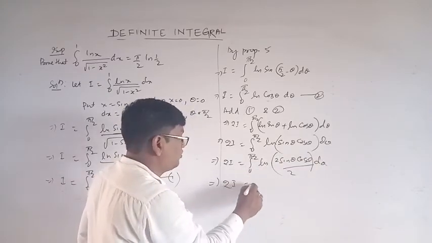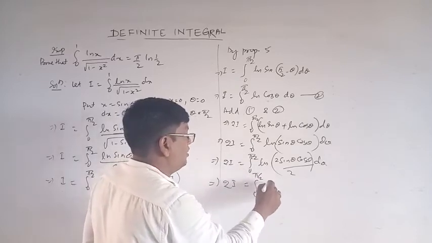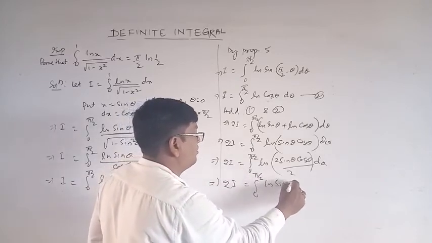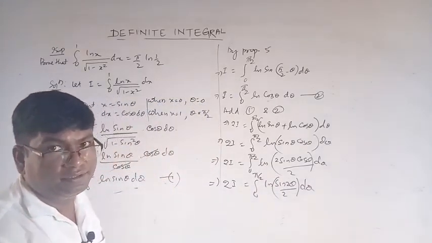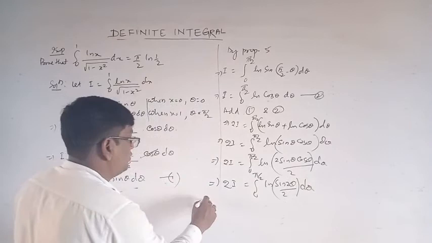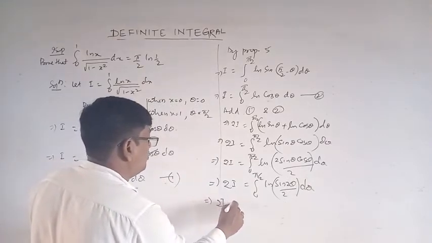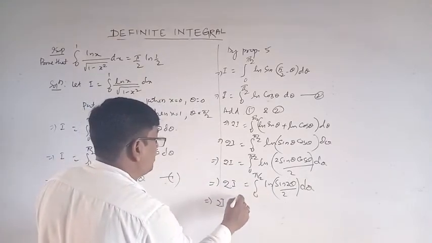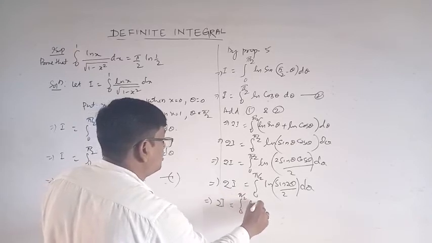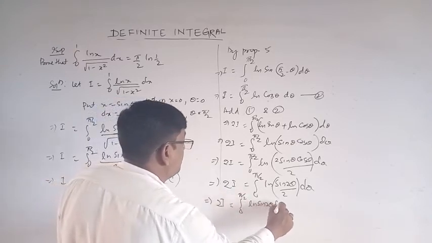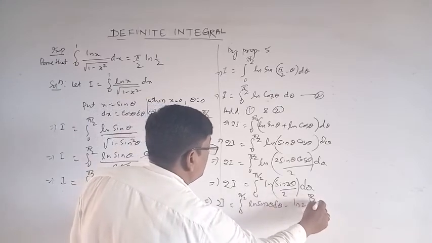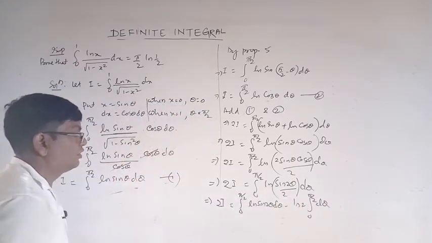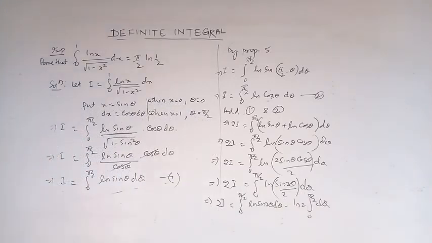So 2I is equal to the integral from 0 to pi by 2 of log of sin 2 theta by 2 d theta. Okay, then separate this. So 2I is equal to the integral from 0 to pi by 2 of log sin 2 theta d theta minus log 2 times the integral from 0 to pi by 2 of d theta. Okay, now for the first integral.